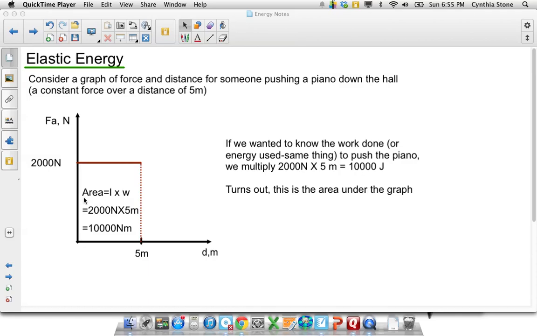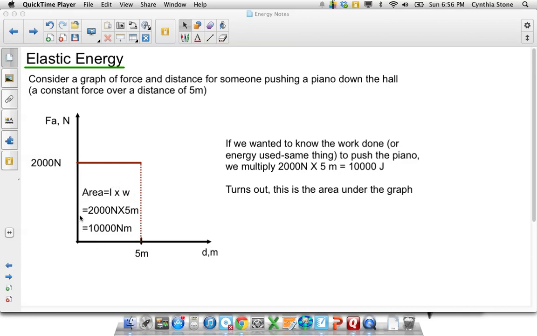If I drew a graph, forget elastics for a minute, of someone pushing a piano down the hall, say over a distance of 5 meters, using a constant force, and I want to measure force and distance, I have a graph of force and distance. It's a constant force of 2,000 newtons, and the distance is 5 meters. If I calculated the area under that graph, it would be the length, the 2,000 newtons, times the width, which is the area under the graph.